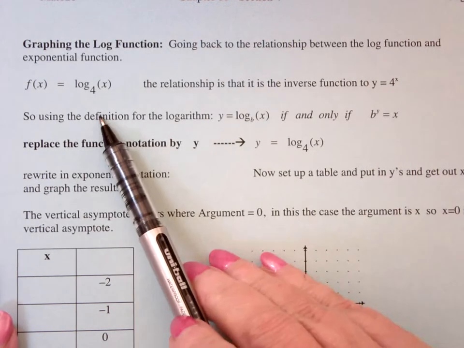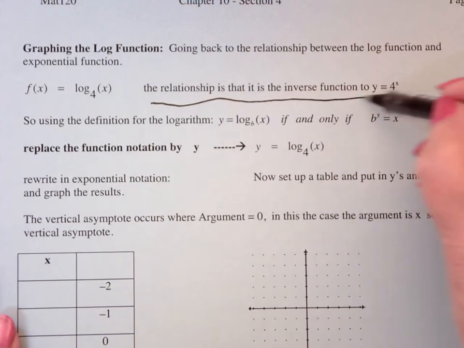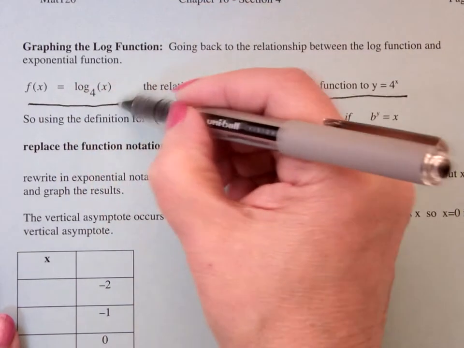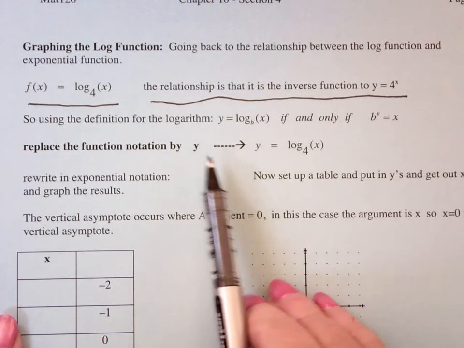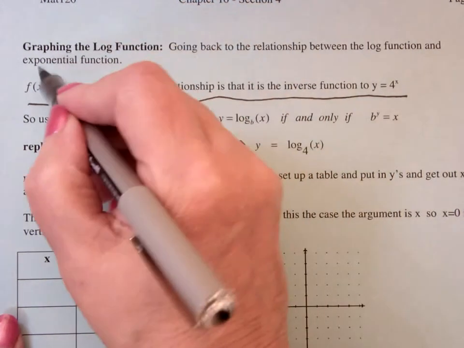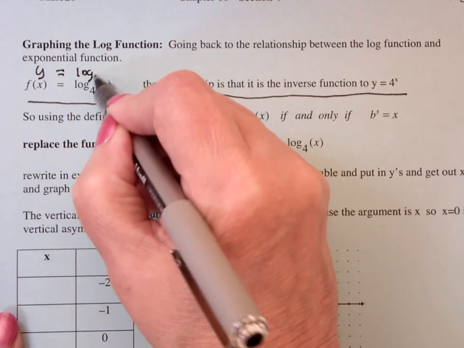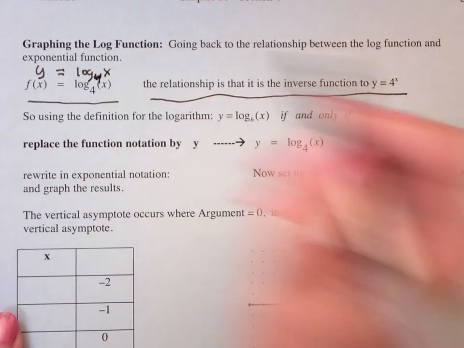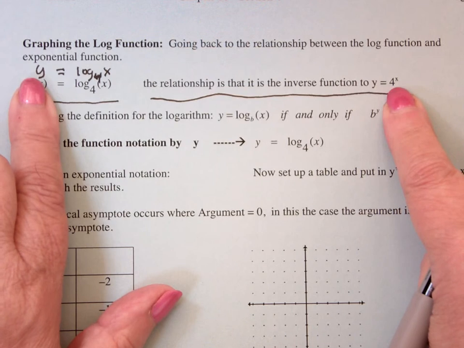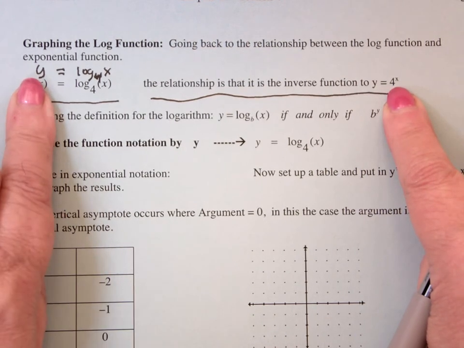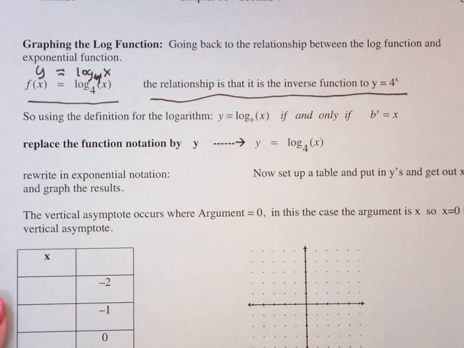We don't have log base 4 on our calculators, so we play on the inverse relationship between the logarithm and the exponential. So if I were looking at f of x is equal to log base 4 of x, change f of x to y, which is what it is. Then you rewrite it, 4 to the y equals x. Then you can put in y's and get out x's.